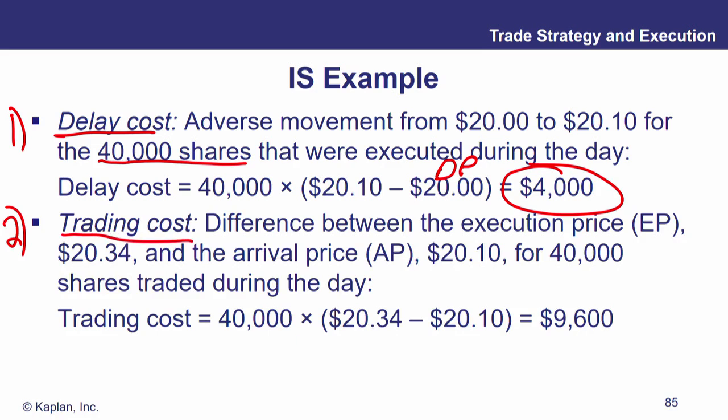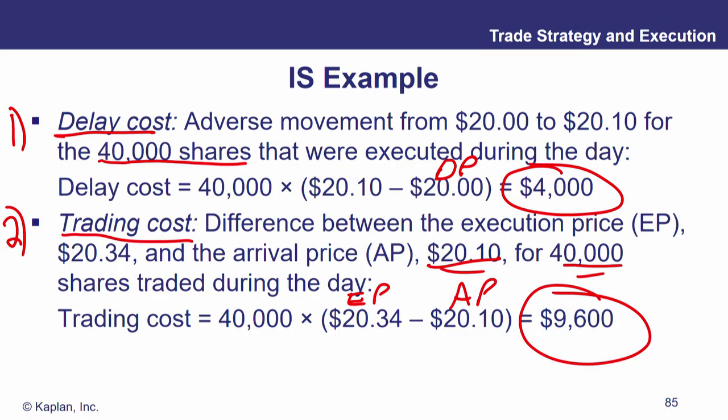So trading cost. This is the difference basically between that execution price, the $20.34 that we were filled, and the arrival price when it actually got to the market. So again, we traded 40,000 shares. So we have 40,000 times that execution price of $20.34 minus that arrival price. And what happened? The trading costs were $9,600. So a significant part of that $19,900. Okay, so let's keep going.